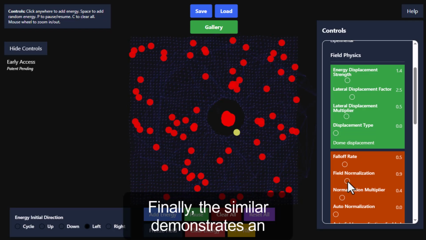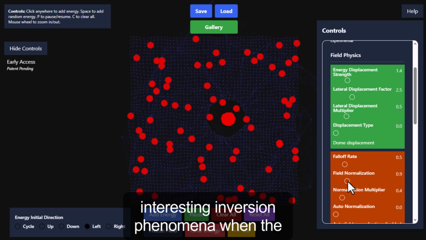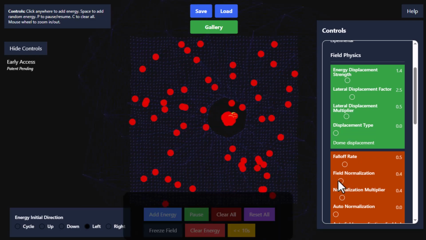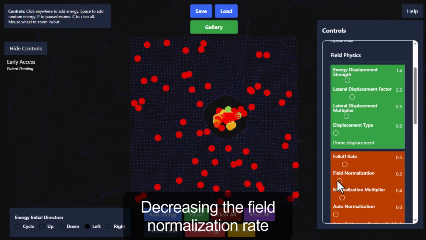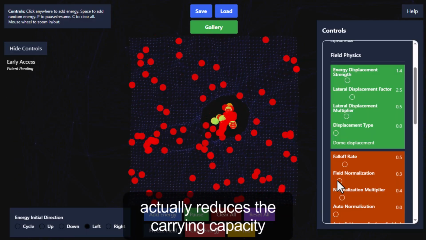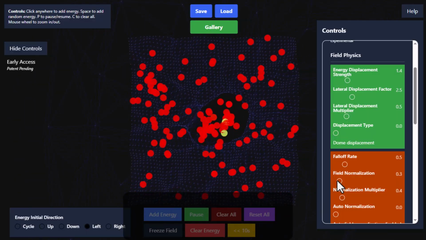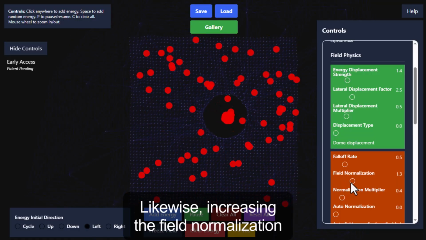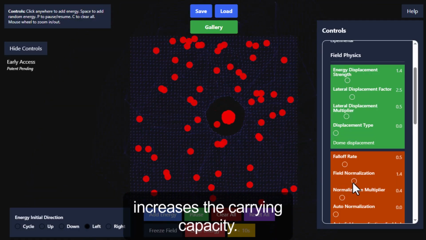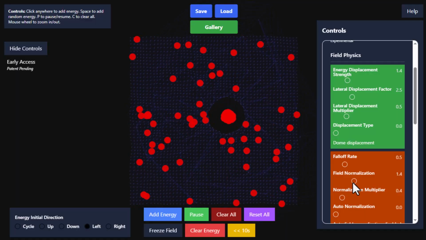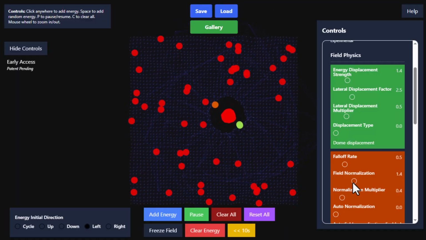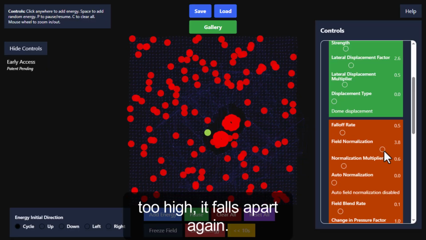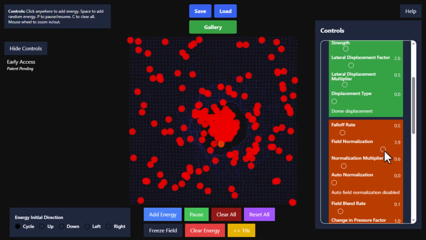Finally, the simulator demonstrates an interesting inversion phenomenon when energy displacement is strong, but short range. Decreasing the field normalization rate actually reduces the carrying capacity rather than increasing it. Likewise, increasing the field normalization increases the carrying capacity. This only works up to a certain point. If it's too high, it falls apart again.